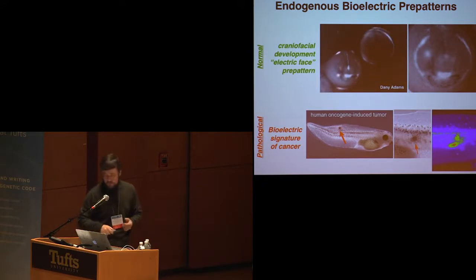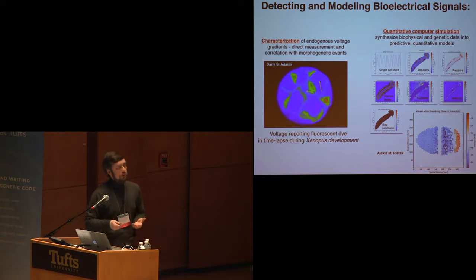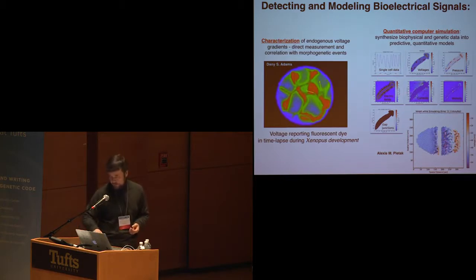Basically what we do technically is we are able to characterize these patterns, largely using fluorescent dyes, but increasingly using genetically encoded reporters. We're able to see these electrical conversations as they take place, and then we're able to model them. This is the work of Alexis Pietak, who's here in the audience, who does a lot of this remarkable computational modeling that allows us to understand how this all works.